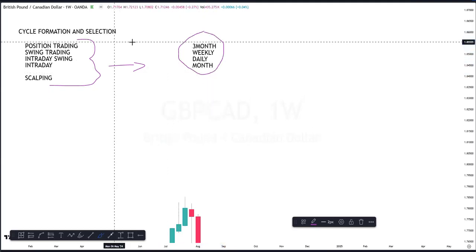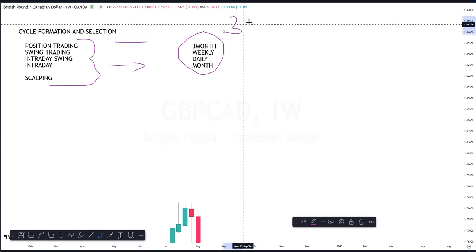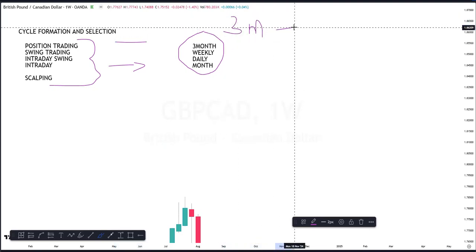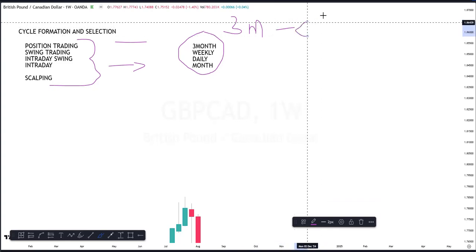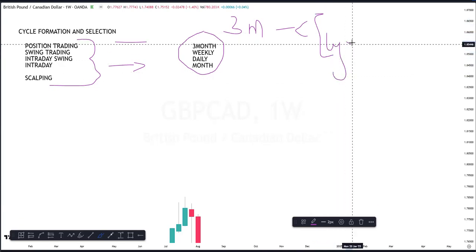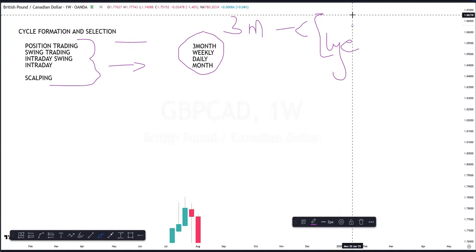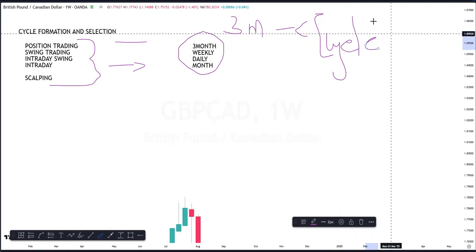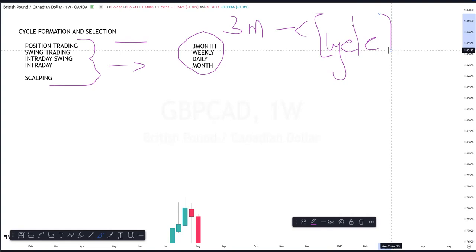When you're doing position trading, the 3-month time frame is going to be your constant time frame, which means it's our cycle. So the cycle means which time frame you are going to be using as your constant time frame. Whenever you are using the 3-month cycle, it means that you're going to be following the coordinations of those time frames.